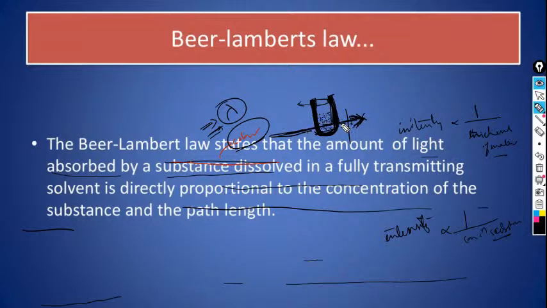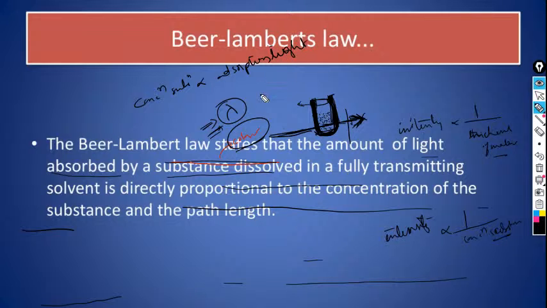The transmitted light decreases in Beer's law because it is absorbed. Sodium chloride absorbs, so if I increase the concentration of the sodium chloride, it is going to absorb more light. That is what is given in Beer's law and the Beer-Lambert law. So the concentration of the substance is directly proportional to the absorption of light.